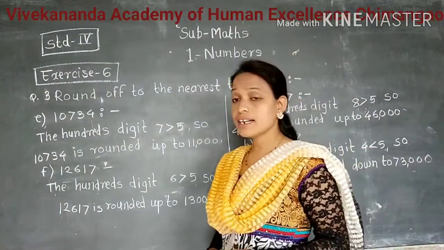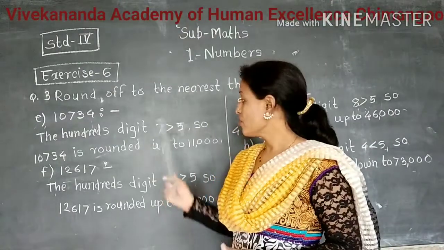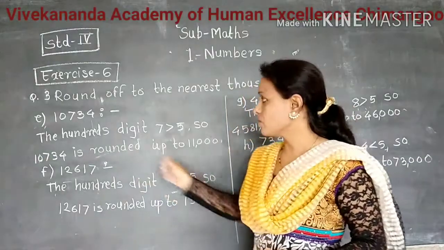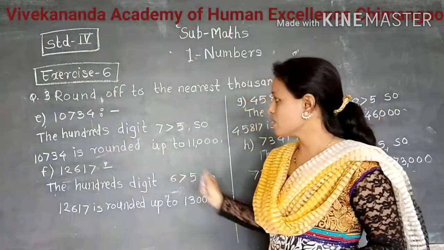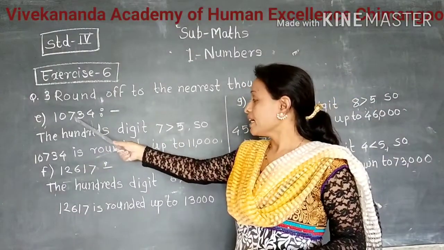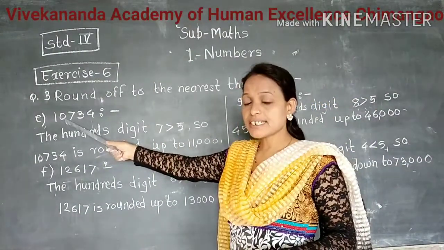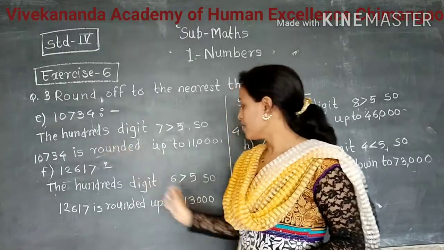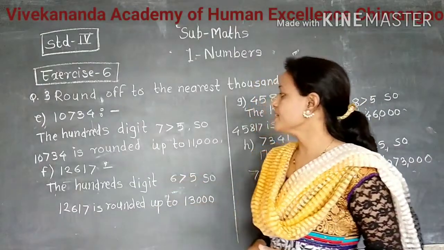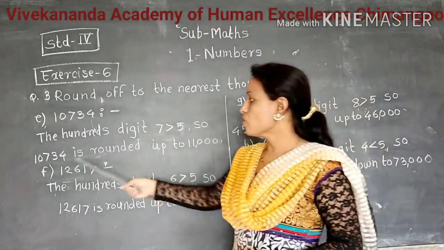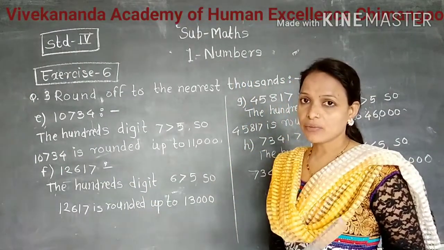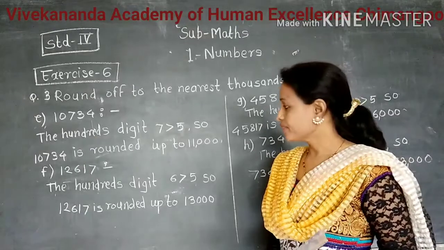10,734. Here the hundreds digit is 7, which is greater than 5. So here the ones digit 4 is replaced by 0. Tens digit 3 is replaced by 0. Hundreds digit 7 is replaced by 0. And the thousands digit is increased by 1. So 10 becomes 11. So what is your answer? The hundreds digit 7 is greater than 5, so 10,734 is rounded up to 11,000. Next number.